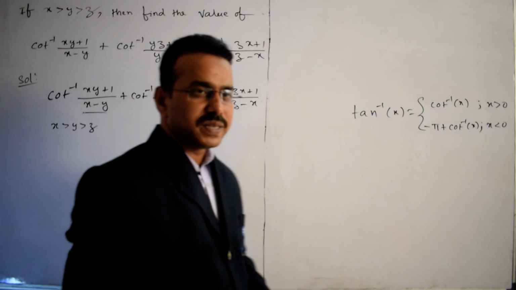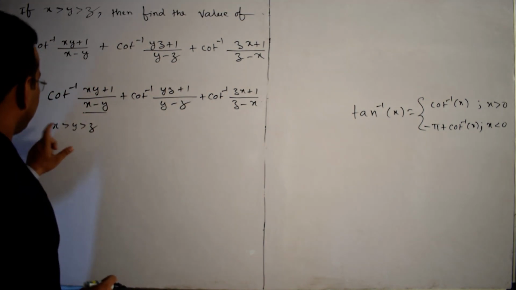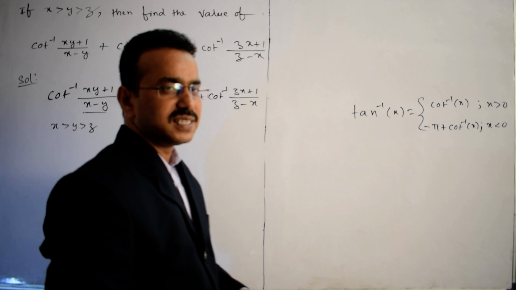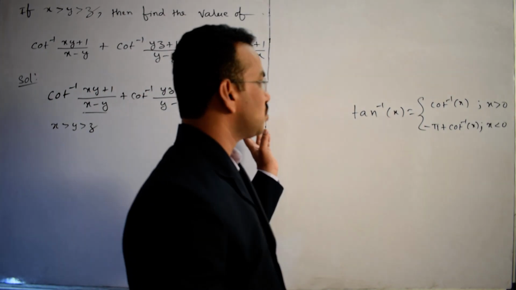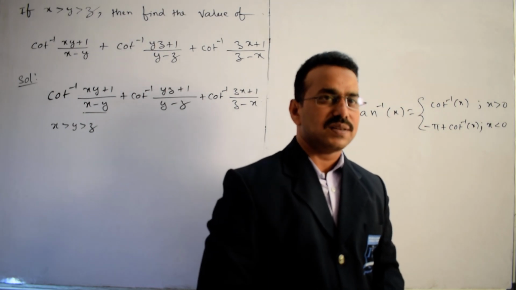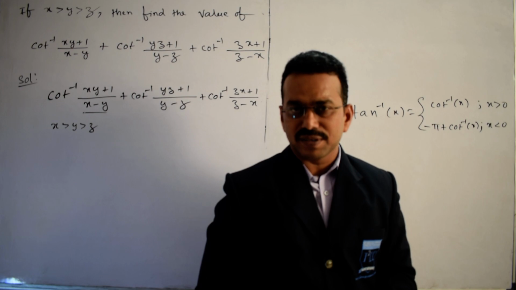But here, (zx + 1)/(z - x). From the given relation, x is greater than z, so z - x is less than 0. So you have to adopt the second result, that is minus pi plus cot inverse of x. For the rest of the terms you can adopt the first one, that is cot inverse of x.